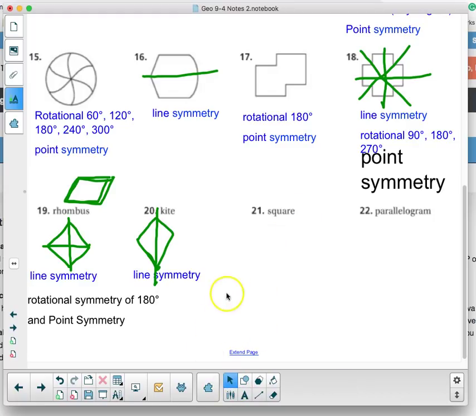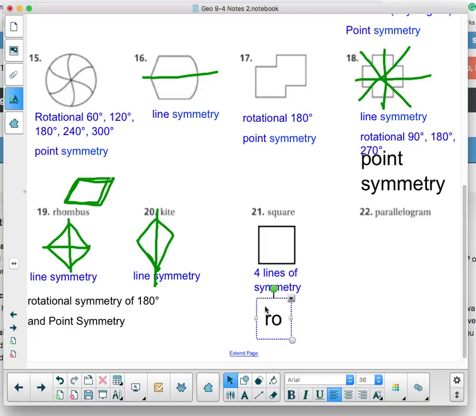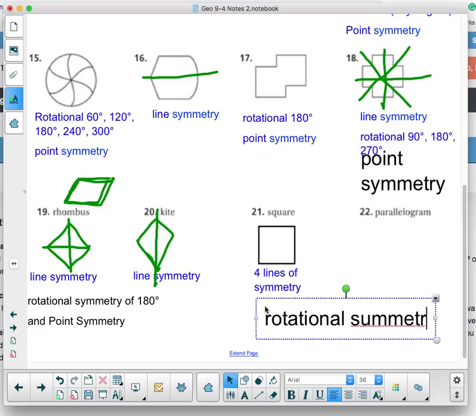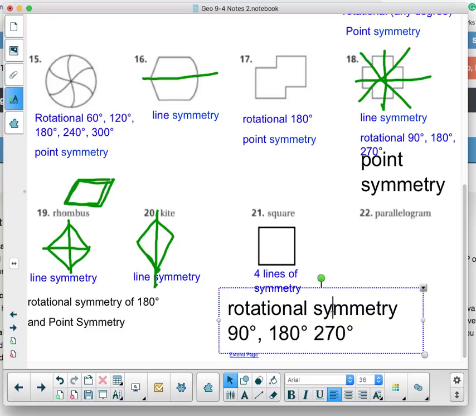A square will have rotational symmetry of 90 and 180, 270, and 4 lines of symmetry. It'll also have rotational symmetry of 90 degrees, 180 degrees, and 270. I can go 270 back to itself. Remember, I'm staying away from 360 because if I don't have multiples of 90, 360 would already be there. Somebody's got to have symmetry.